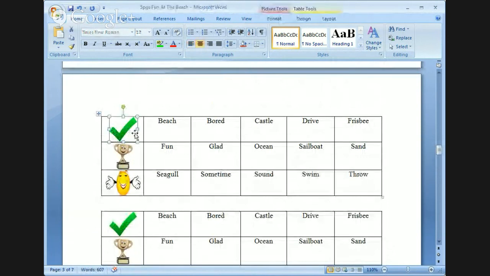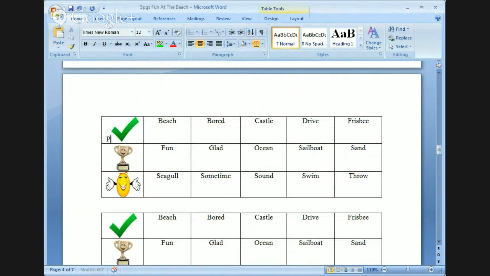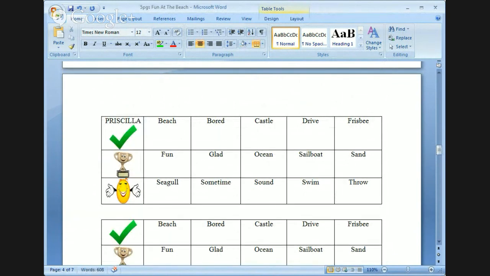I will do it first. Let's see, how do I get my name in here? Priscilla. Okay, I will do the first one. I will use all of the words.